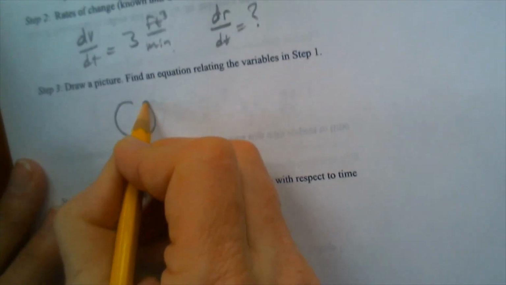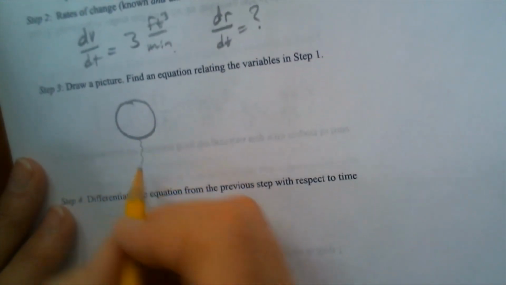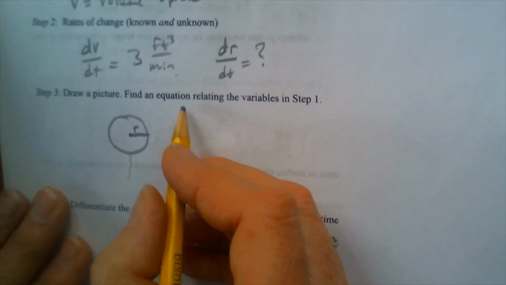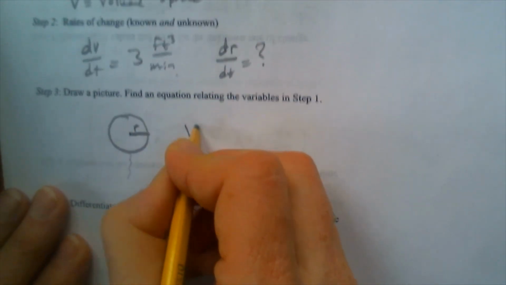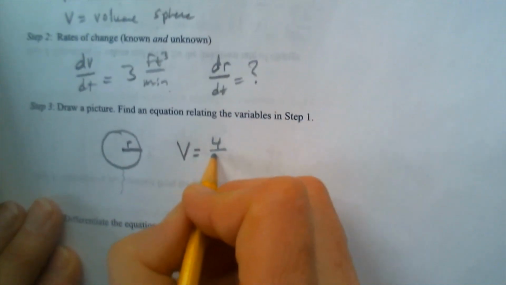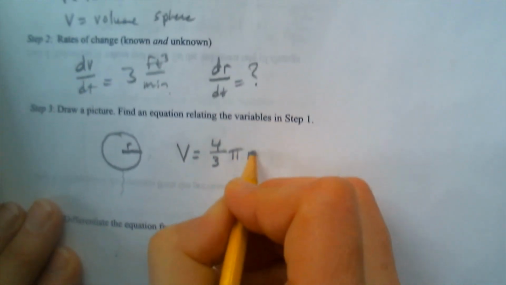So draw a picture of a balloon. A sphere kind of looks like a circle. If you want to put a little string on the end of the balloon, we have r for radius. And what we have to do is relate the variables in step 1, and we're already told that volume is equal to 4/3 pi r cubed.